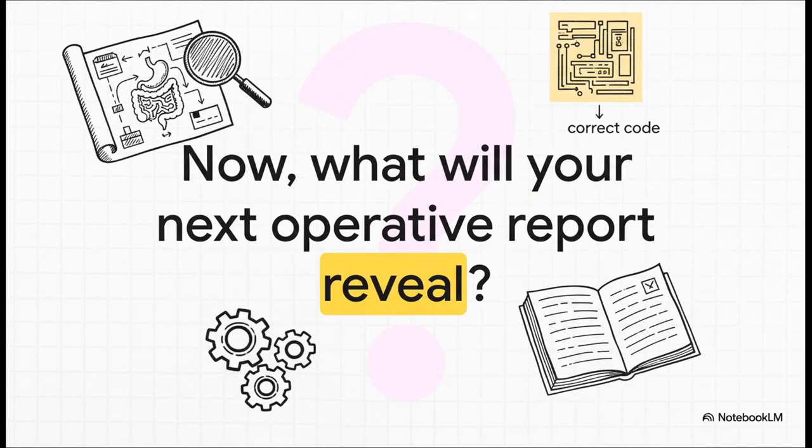With this blueprint in your toolkit, you're no longer just reading a report, you're interrogating it. You have the tools to see the underlying structure and pull out the correct code with real precision. So I guess the only question left is, what will your next operative report reveal?